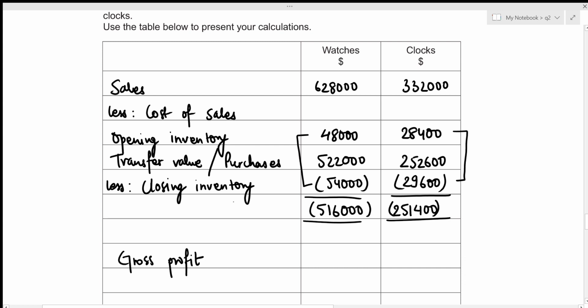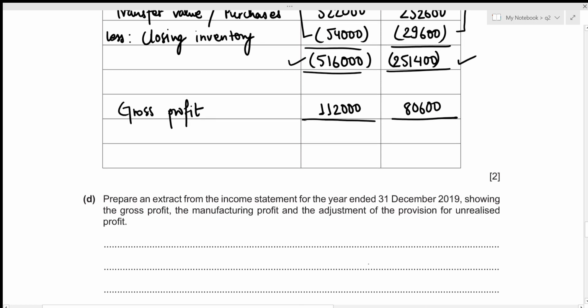Okay, gross profit is just the difference between the sales and the cost of sales. For watches, that's going to be 628,000 minus 516,000, which results in the value of 112,000. And for clocks, that's going to be 332,000 minus 251,400, which results in the value of 80,600. Okay, so this concludes the third part of this question. Now we can move towards the fourth one.